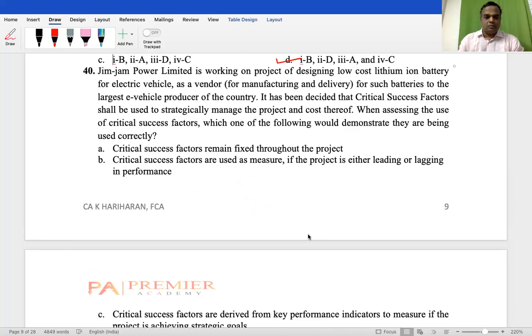Jim Jam Power Limited is working on a project of designing a low-cost lithium-ion battery for electric vehicles. As a vendor for manufacturing and delivering such batteries to the largest e-vehicle producer of the country, it has been decided that critical success factors shall be used to strategically manage the project and cost thereof. When assessing the use of critical success factors, which one of the following would demonstrate they are being used correctly?